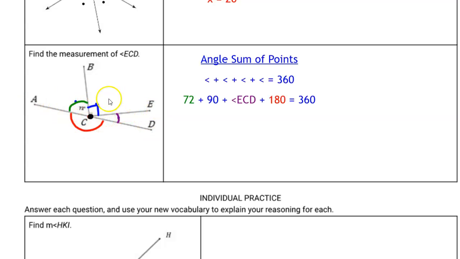And here I tried to color code it a little bit so you saw what was going on. This green angle, 72, plus this red angle, which is 90. Remember, there's a right angle mark in there. Plus this purple angle, which is ECD, the only one I don't know, which is why I kept it as angle ECD. And then 180. Angle ACD is a straight line, or a straight angle, which is 180 degrees. All of those 4 angles together equal 360 degrees. Now we just have to do a little bit of algebra to solve for ECD. Combining like terms on this side, we get 342, and then subtracting 342 from 360, we get 18. So there's our answer for that second model problem.